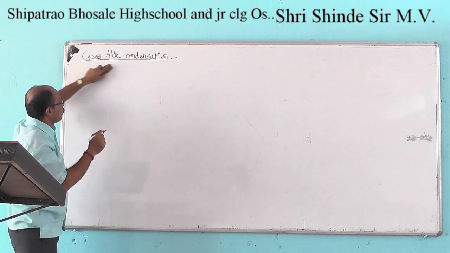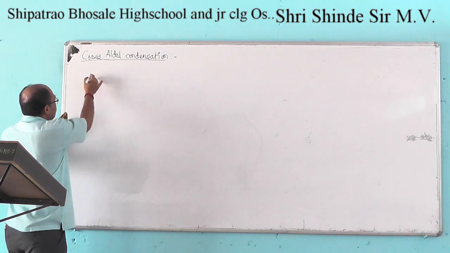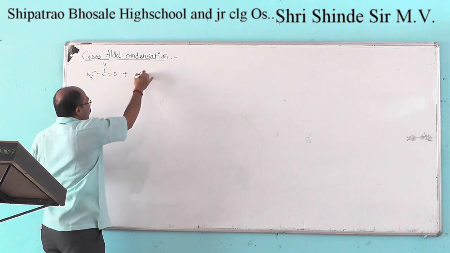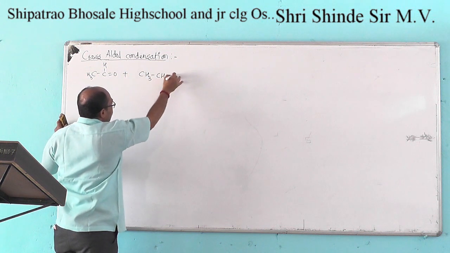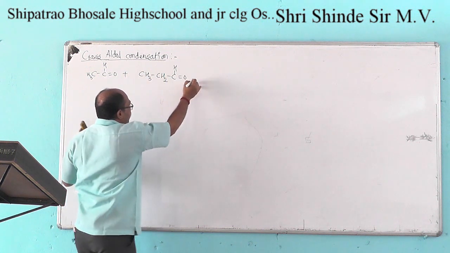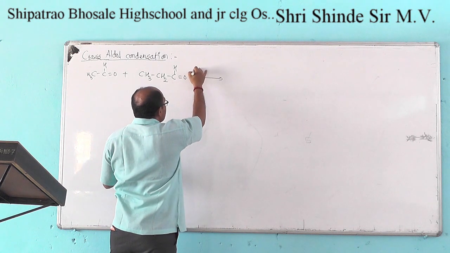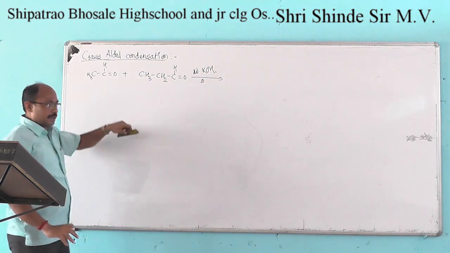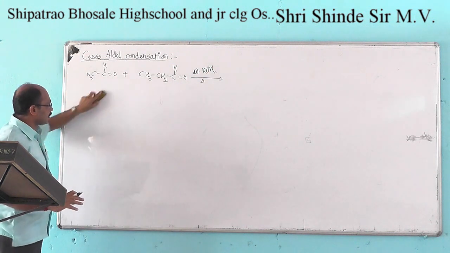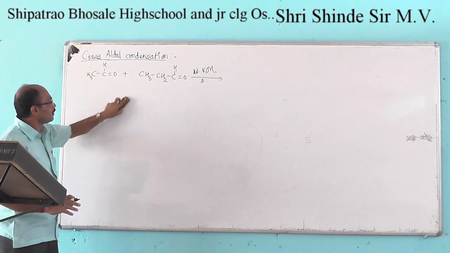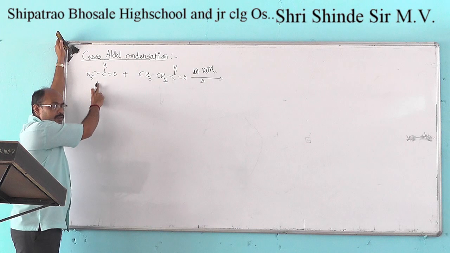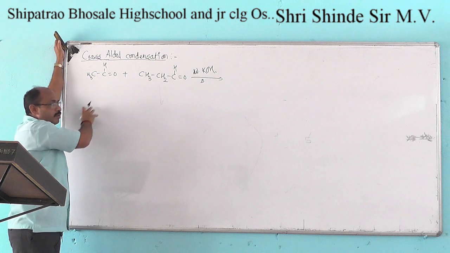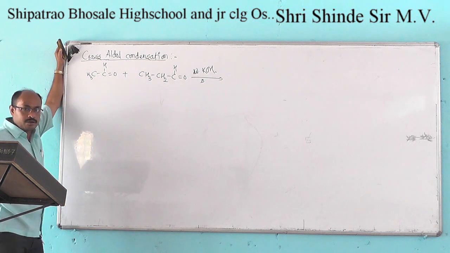For example, I am taking here two different aldehydes, ethanal and propanal. When these are treated with each other in the presence of a dilute alkali, listen carefully, it is very important. We are not taking one molecule of ethanal and one molecule of propanal. We have a large number of ethanal molecules and a large number of propanal molecules.